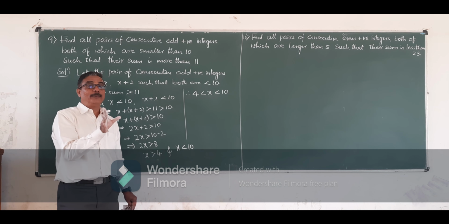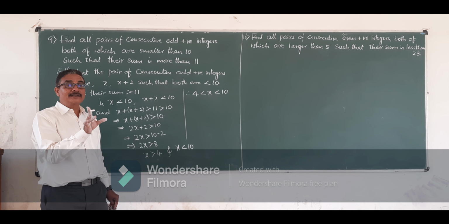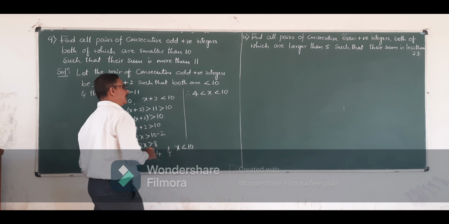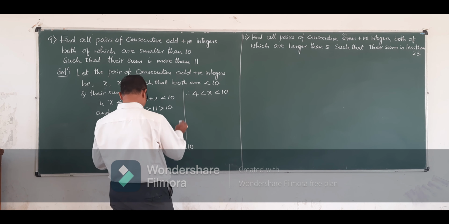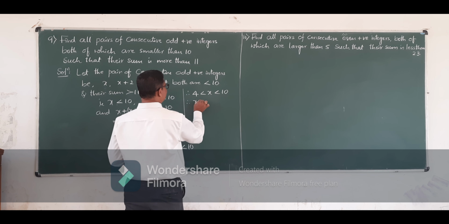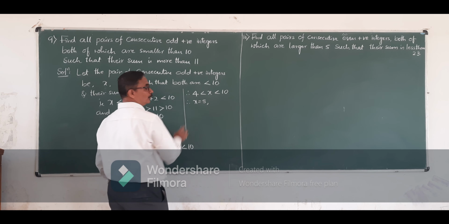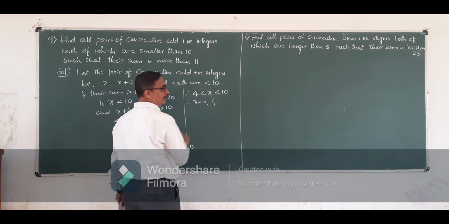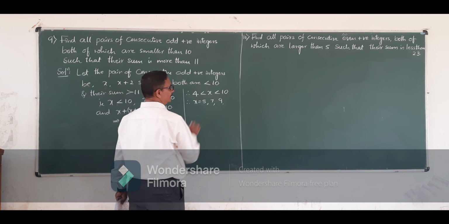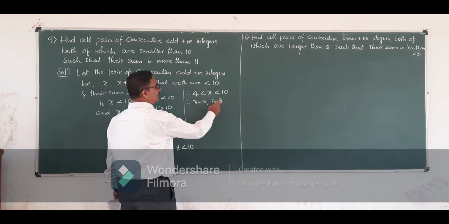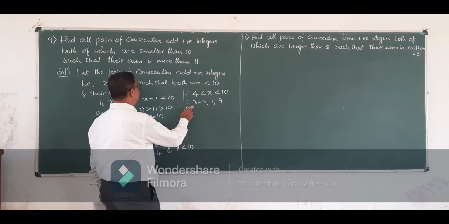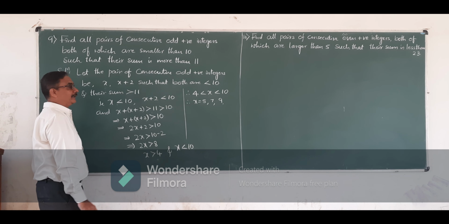Within the open interval 4 and 10, the odd numbers that come: so which odd numbers come? Therefore x is equal to odd number 5, because more than 4. And then 7, then 9, right? X is equal to 5, 7, 9. These are odd numbers. This one number x value 5, 7, 9.